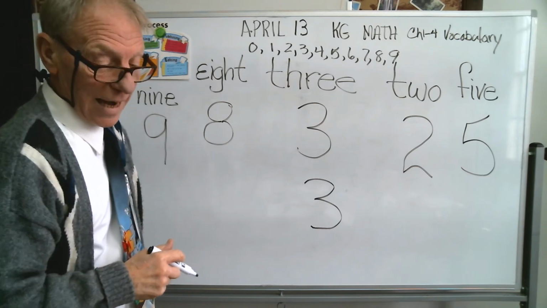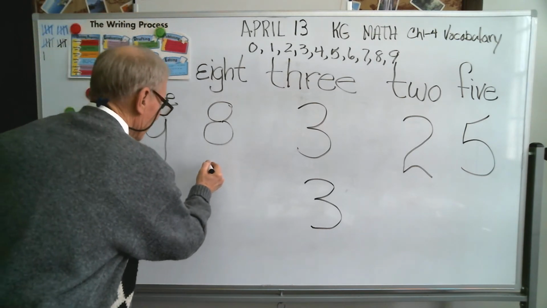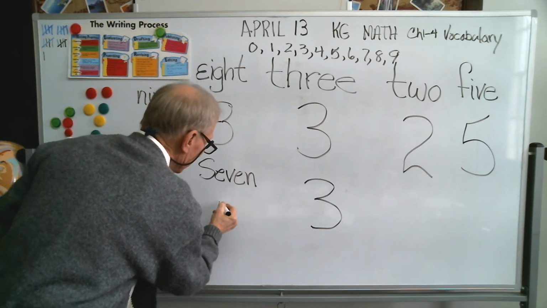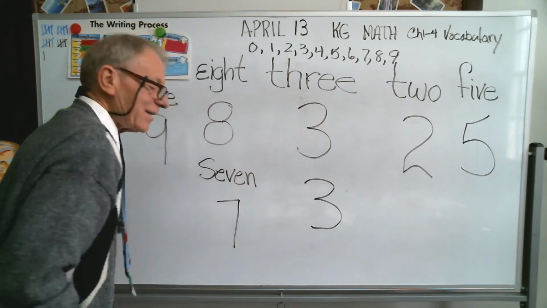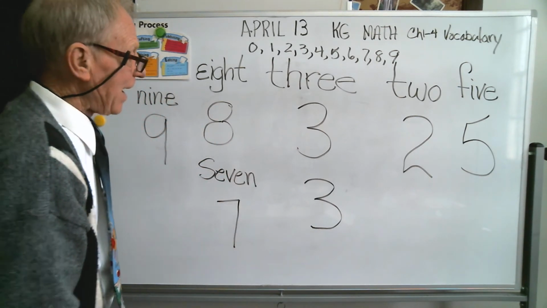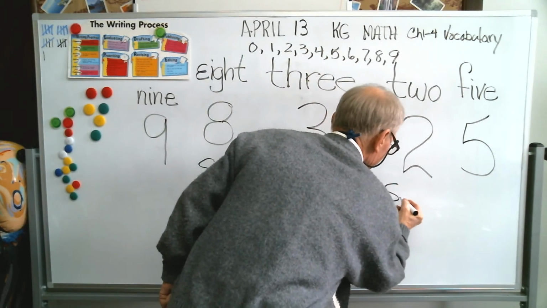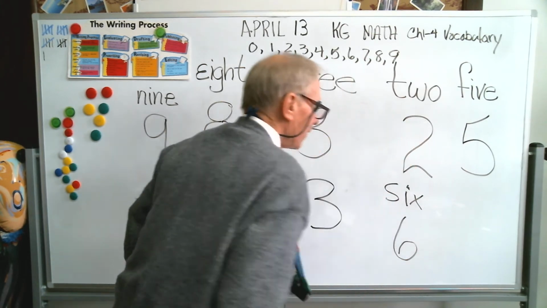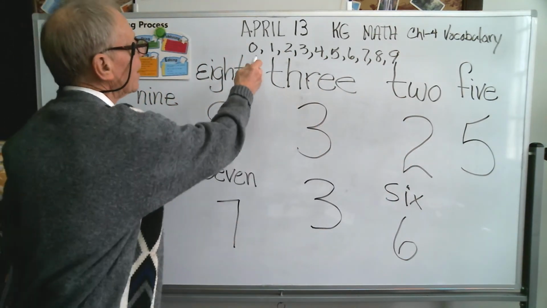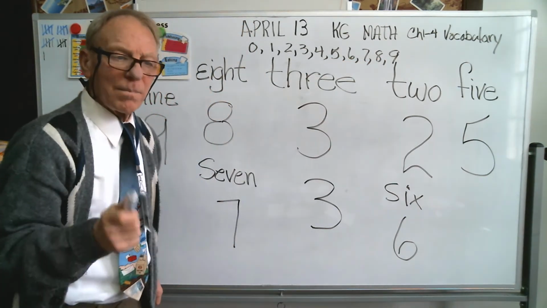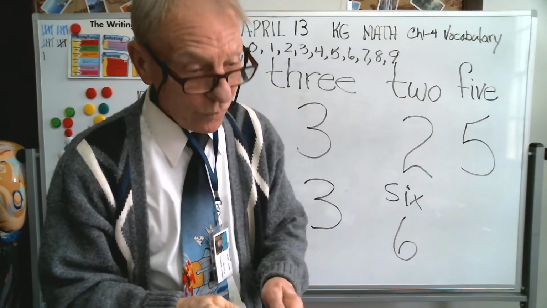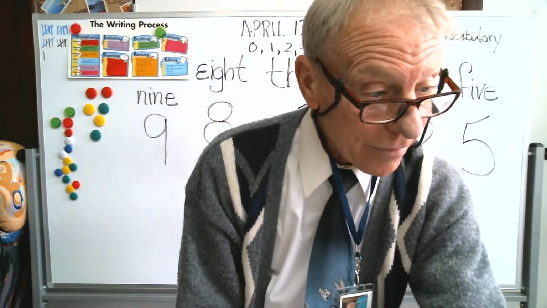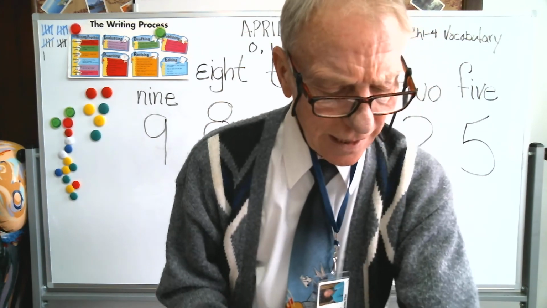2 more numbers are added. The number 7, S-E-V-E-N, and 7 looks like that. And then finally, 6, S-I-X, and 6 looks like that. So just like the numbers I wrote across the top of the board. Practice writing those numbers, become really good at it. Because when you start doing more math problems, it's really important that you're able to read them.